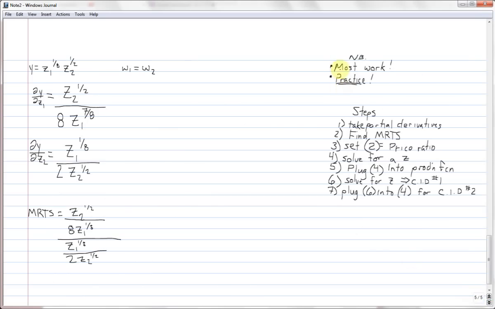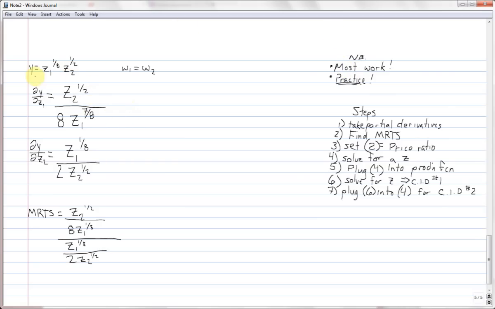So lastly is the diminishing MRTS problem, which is, as you can see here, the most work and that you need to practice because they're not easy. I've seen people stumble on these on the quizzes that I grade all the time, and that makes it more frustrating for me to grade. So the better you do, the better I do, and everybody's happy.